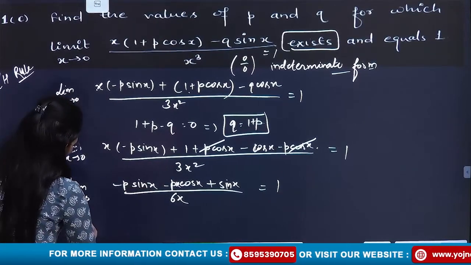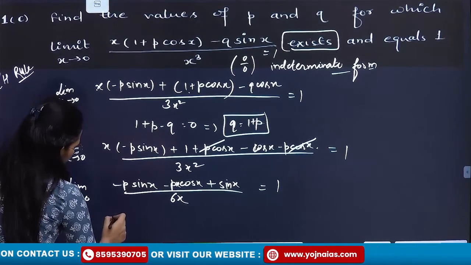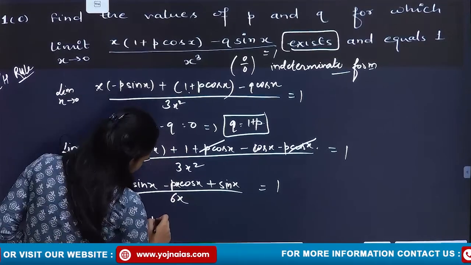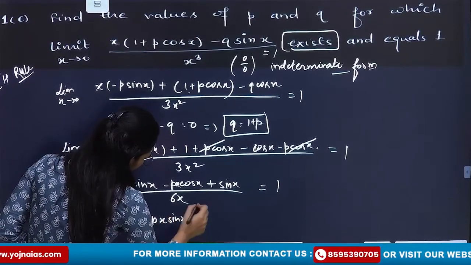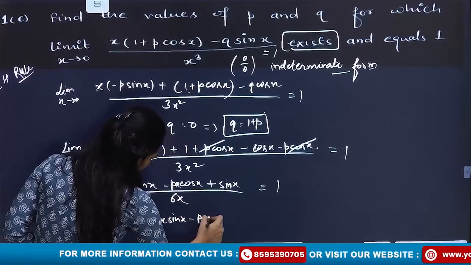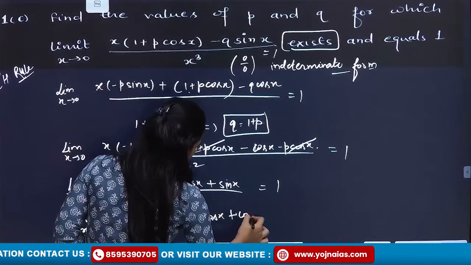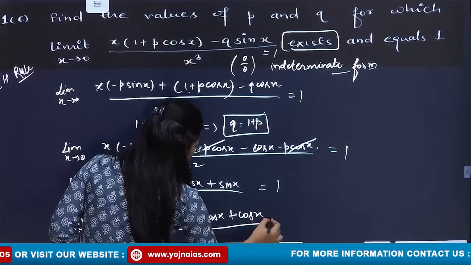So again we have to apply L'Hopital, and it would become this: minus p cos x, minus minus plus p x sin x, minus p cos x, plus cos x, divided by 6. This should be 1.